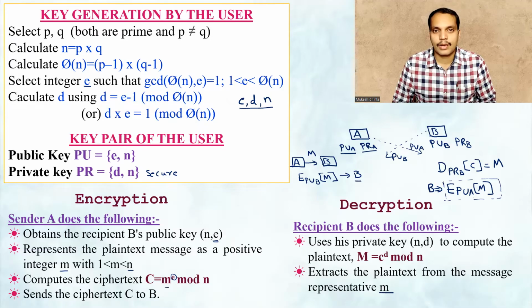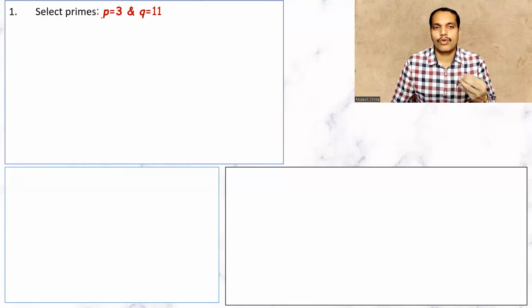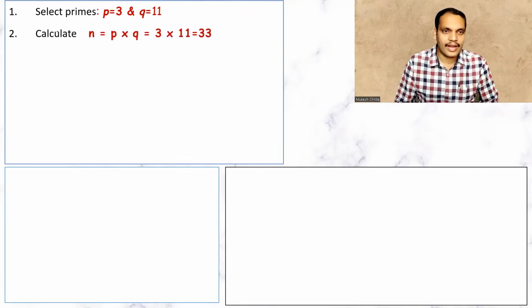Let me take some numerical examples and give you an idea of how this encryption decryption process works. Let us go. I'll start with simple examples, then we'll go for slightly complex ones. Let me assume that I have taken two prime numbers, P is equal to 3 and Q is equal to 11. So what is the next step that I have to do? N. N is nothing but P into Q, which is nothing but 3 into 11, that is equal to 33. What is psi of N? The third step is psi of N.